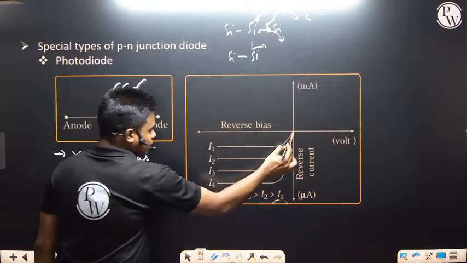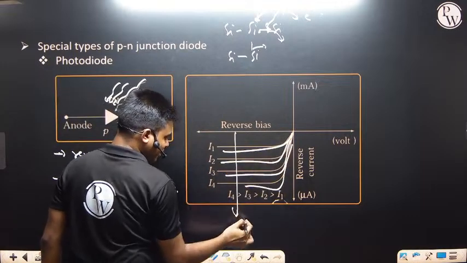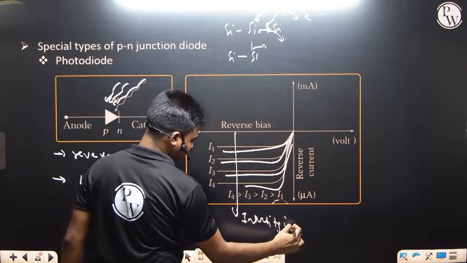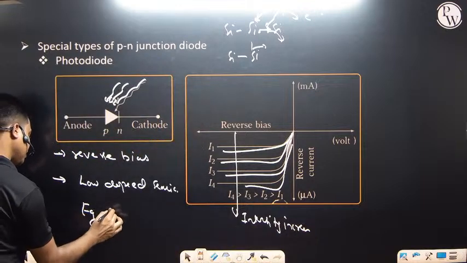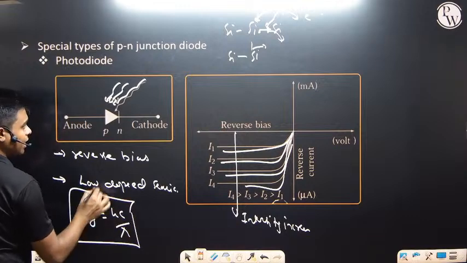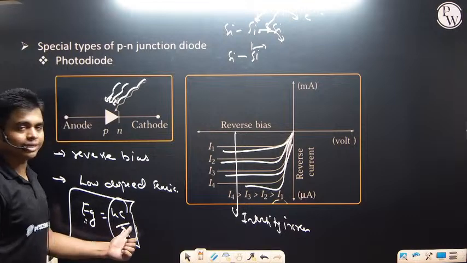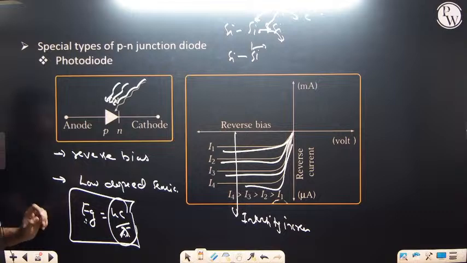If you talk about the graph for the reverse bias condition, as we go down the intensity increases. This you should keep in mind: intensity increases. And here we also have one particular term, that is Eg. What is Eg? Hc by lambda. Eg is the band energy gap of the diode, and this Hc by lambda is the light that can be detected by this diode. Lambda is the wavelength of the light we have.